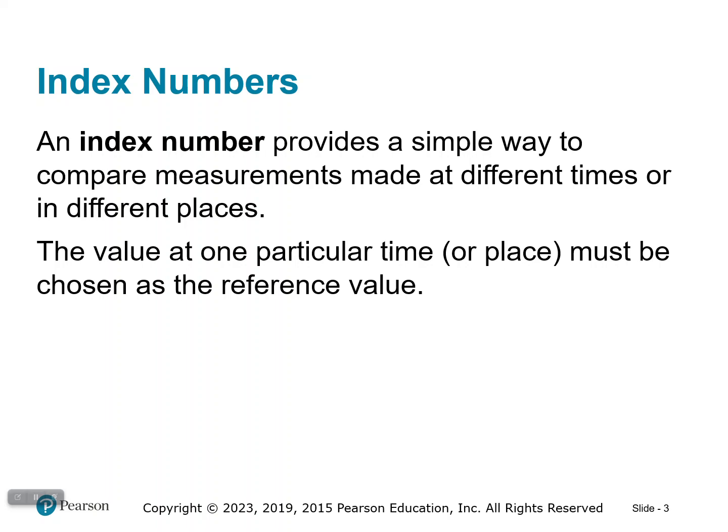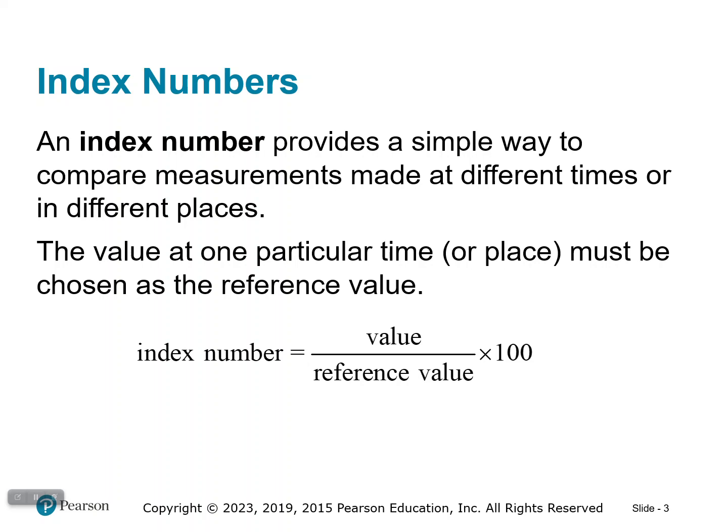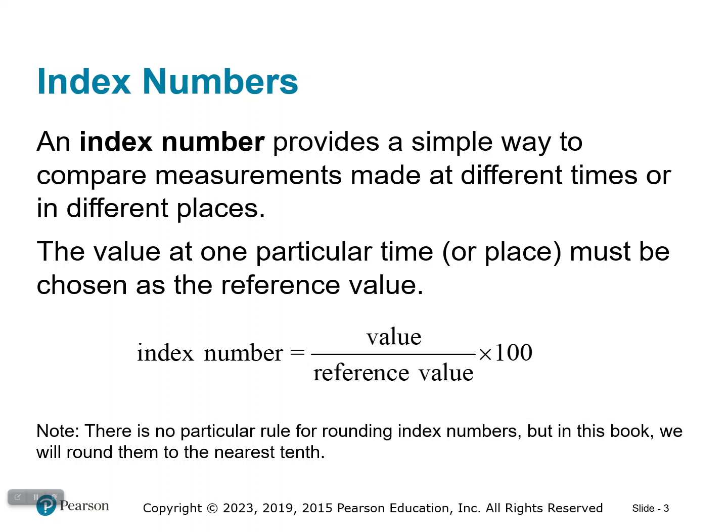Okay, so an index number. This is how we compare like the price of groceries in 1970 versus the price of groceries in 2023 when I'm recording this. The index number will be the value divided by the reference value and then times 100. Really, we do the times 100 because most people, the general public, do not enjoy decimal numbers. So we times 100 so that we can have a number that makes sense to us.